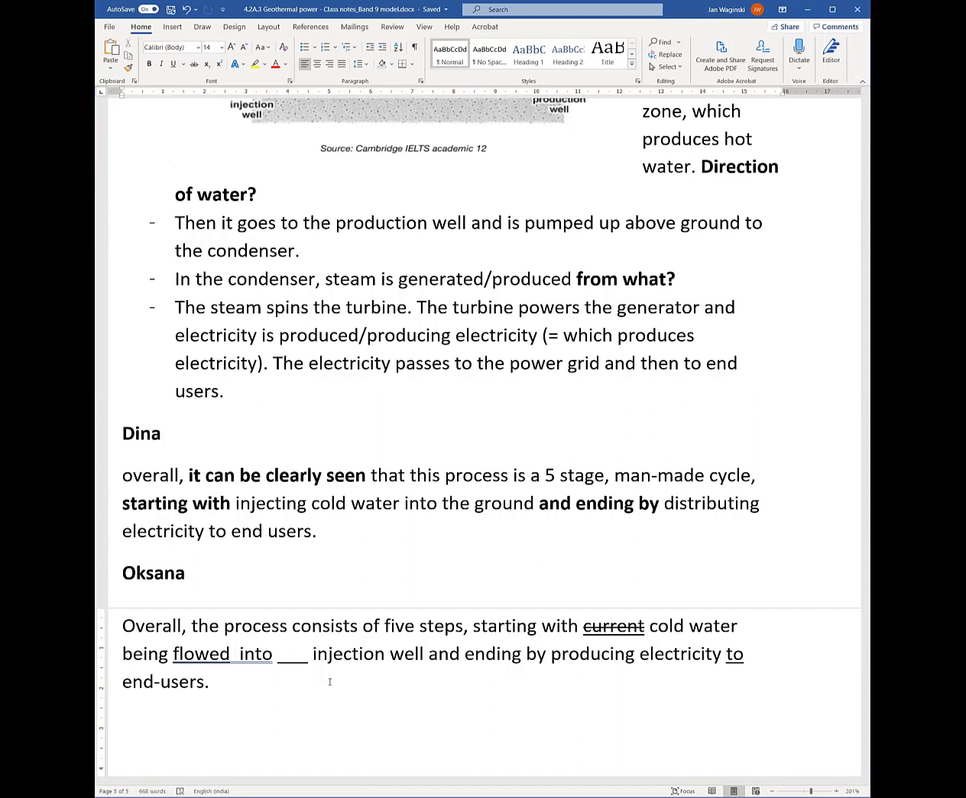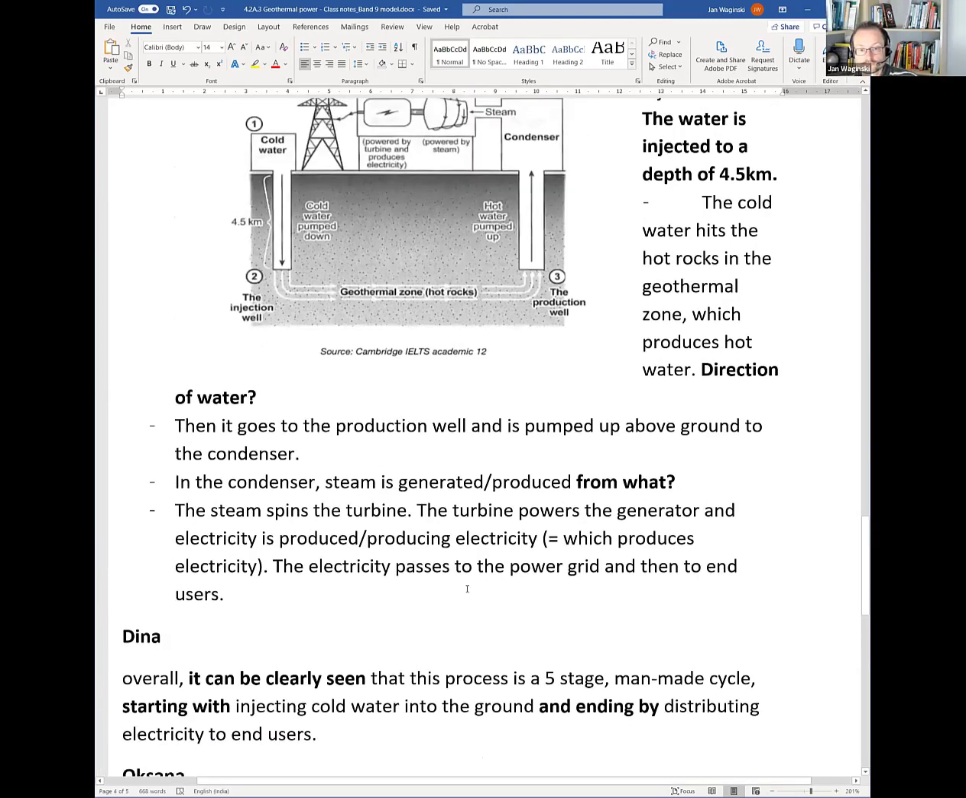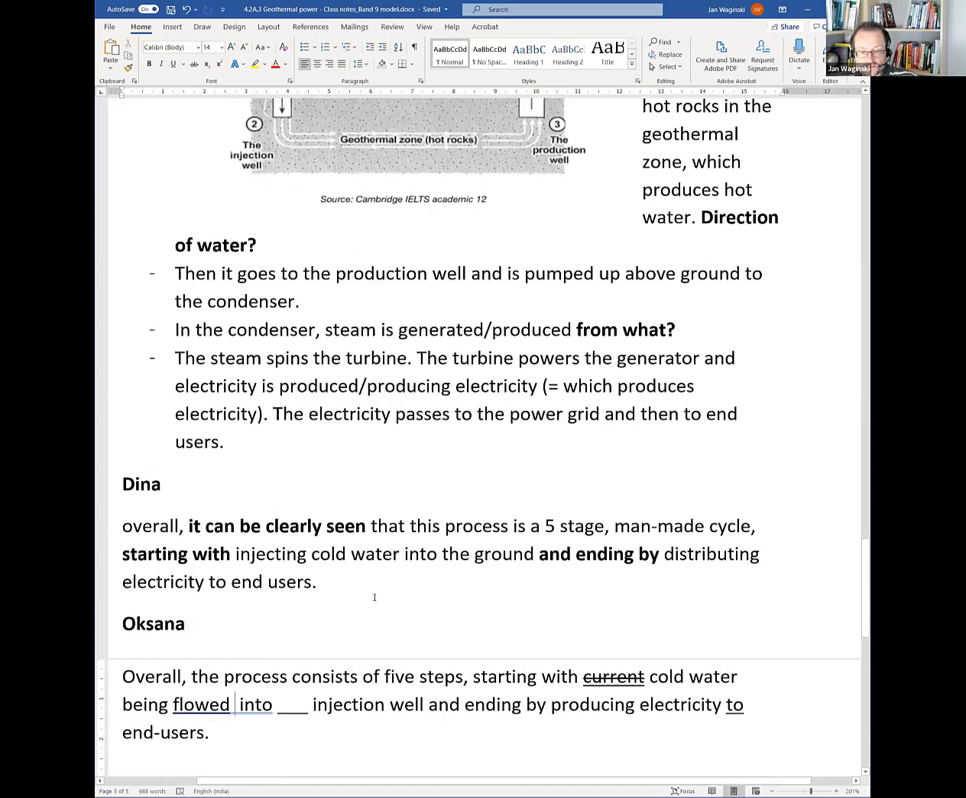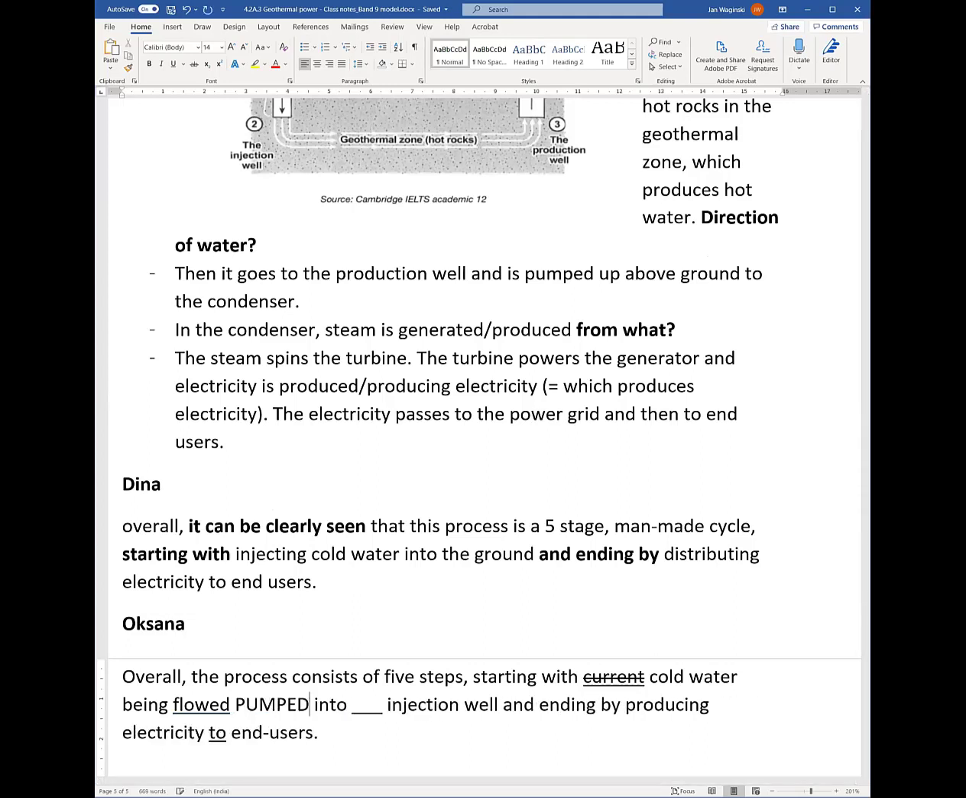But how can I replace the word injection? Is there any word with the same meaning? Being injected is okay. Oh, okay, that's what I want to know. But look, they give you a synonym here. Pumped down. Yes, you're right. Being pumped or injected. I can't think of another word that we could use right now. Being pumped, into the injection well.